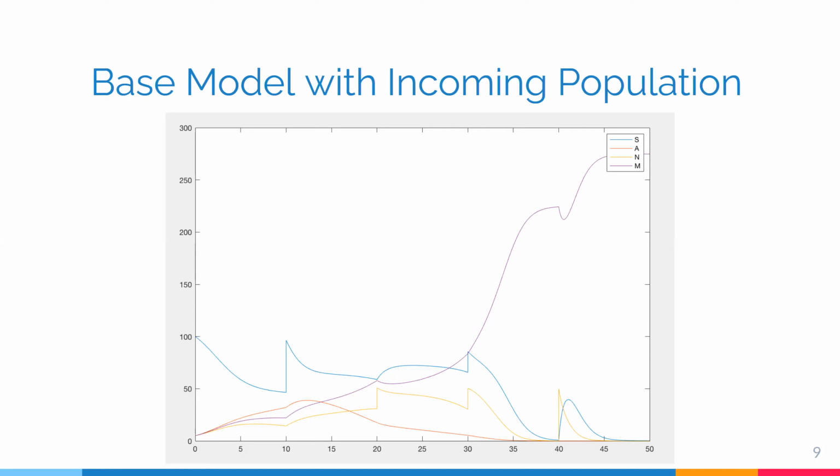At t equals 30, we added 20 new negotiators and 20 susceptibles, which were insufficient to keep mediation from becoming the dominant strategy. Finally, at t equals 40, 50 new negotiators were added, but were absorbed into what most of the population preferred, which is mediation.